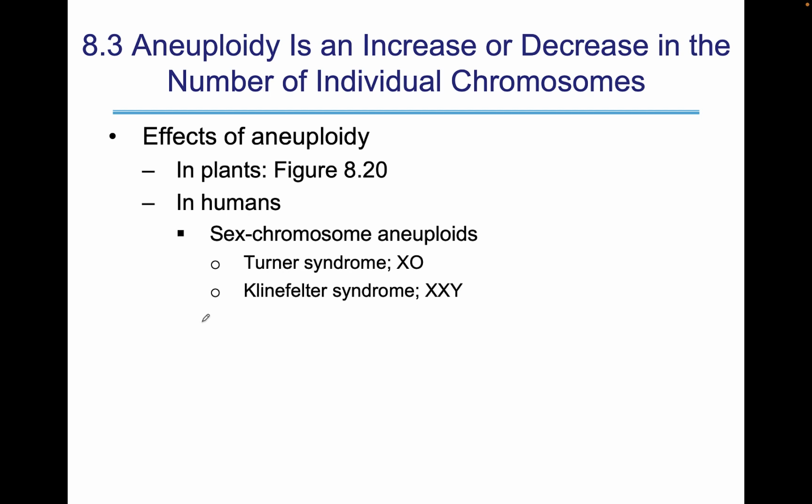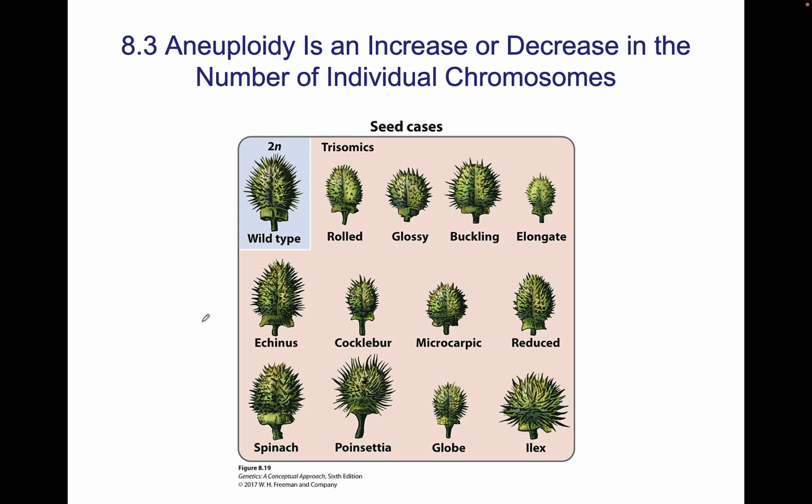So what are some of the effects of aneuploidy? Examples, one in plants. In plants, you see this in the seed cases in the Jimson weed. As a result, it produces different phenotypes because of the varying number of chromosomes, which you see here. This is what it should normally look like, but these are the varying types based off of the aneuploidy. So that's one example.